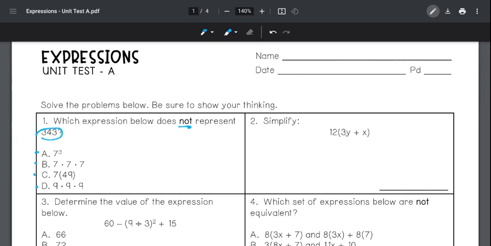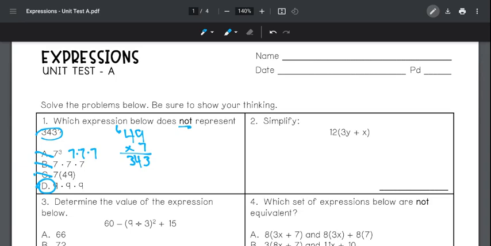So 7 cubed is really 7 times 7 times 7. 7 times 7 is 49. So we got to figure out what 49 times 7 is. 9 times 7 is 63, carry the 6, 7 times 4 is 28, 28 plus 6 is 34. So A will be 343, B will be 343, and so will C based off that information. So D is the only answer that will not give us 343.